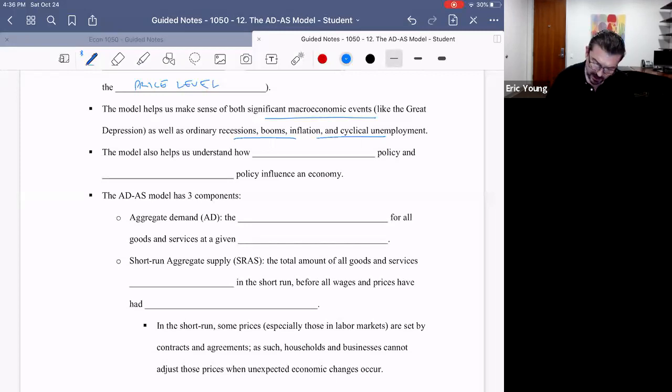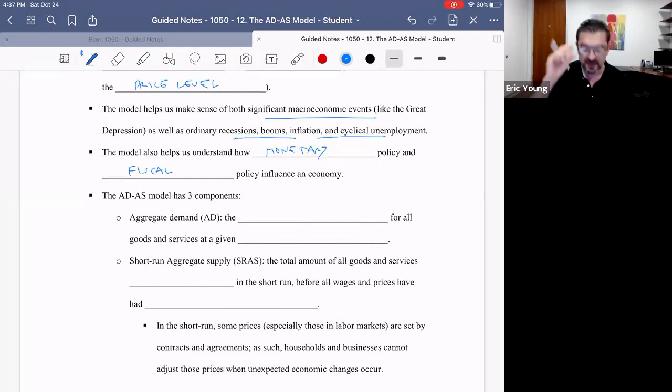So the model also helps us to understand, like I just said, how monetary policy and fiscal policy can influence the economy. You recall from previous lectures that monetary policy was changing the money supply to change the interest rates, and fiscal policy was changing G or tax rates. But with the ADAS model, we're going to be able to actually graphically see when to use those tools and how those tools manifest and play out. And that's an important way to bring all those different pieces together.